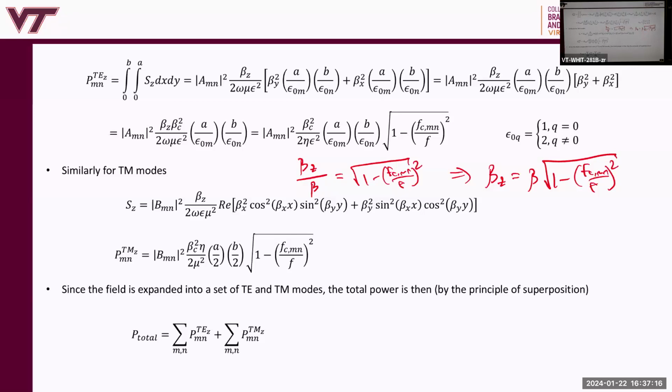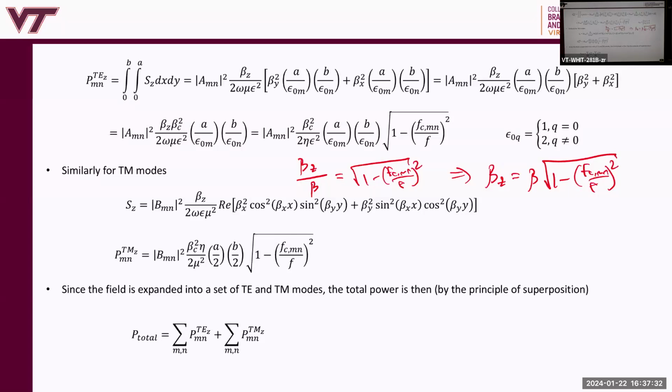So the first thing you need to do is take your known fields in your source and expand them in terms of the modes, right? And then from the expansion coefficients of that expansion, you'll know what the A's of each mode are. We'll show you that next lecture.